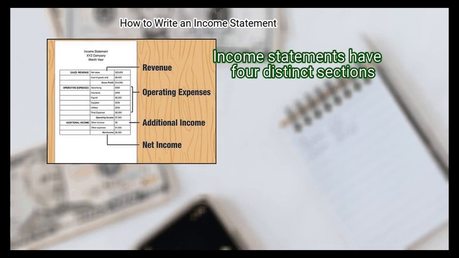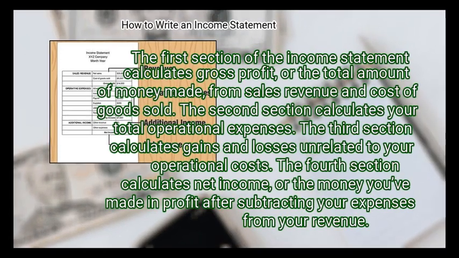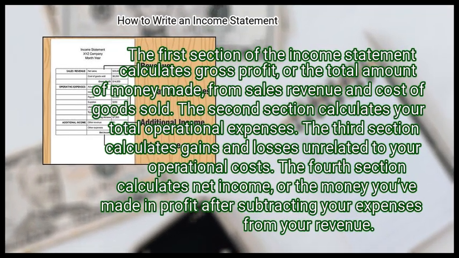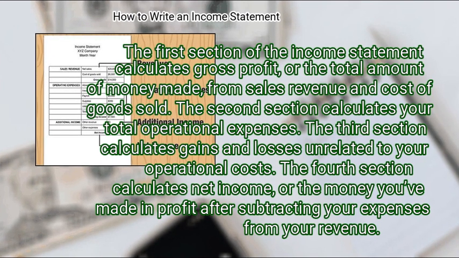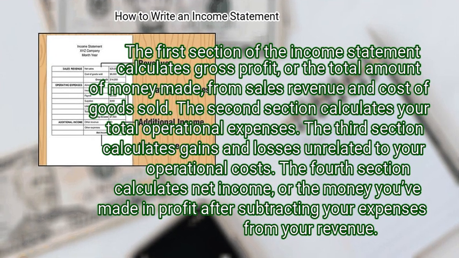Income statements have 4 distinct sections. The first section of the income statement calculates gross profit, or the total amount of money made, from sales revenue and cost of goods sold. The second section calculates your total operational expenses. The third section calculates gains and losses unrelated to your operational costs. The fourth section calculates net income, or the money you've made in profit after subtracting your expenses from your revenue.